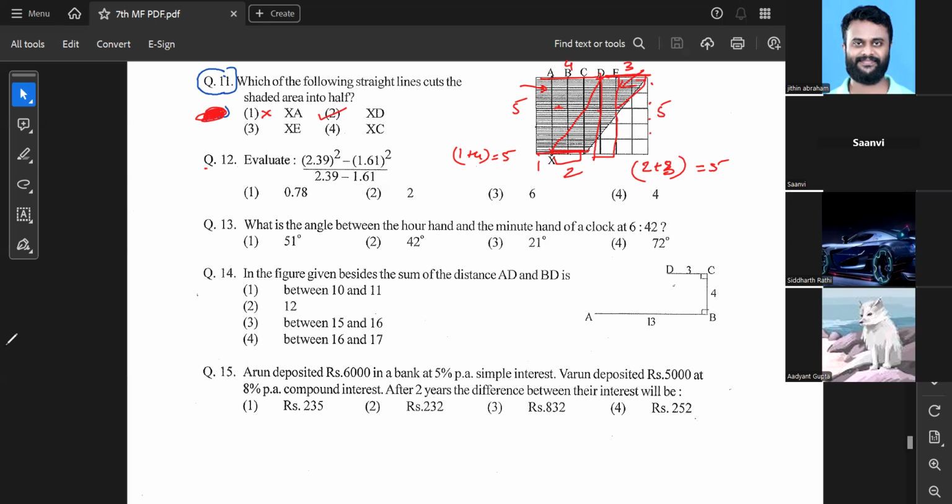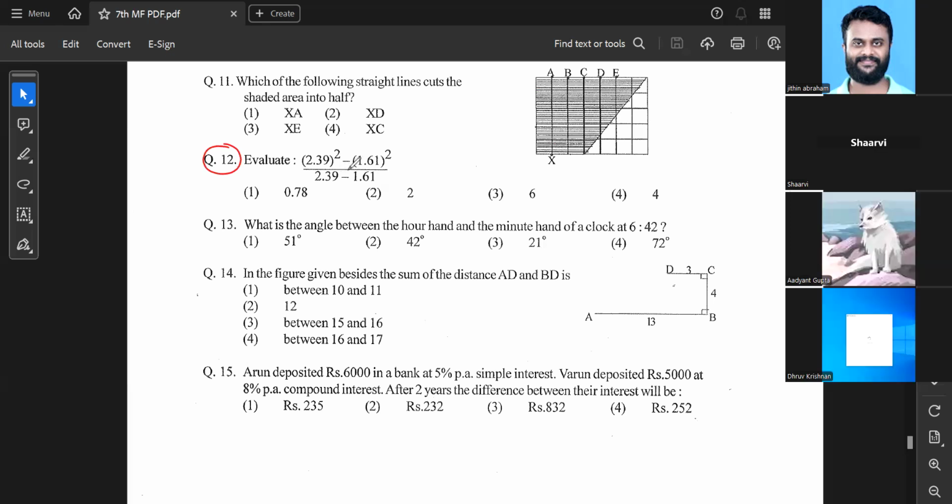Okay, proceeding further. Question number 12. Evaluate 2.39 square minus 1.16 square divided by 2.39 minus 1.16. Now, I'm just asking you a very simple question. Will you be squaring them first? No, sir. We can use the property a plus b into a minus b. Very good, brilliant. There's a formula: a square minus b square, which is nothing but a plus b into a minus b.